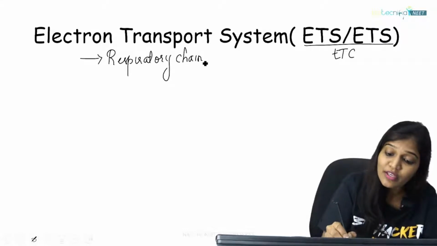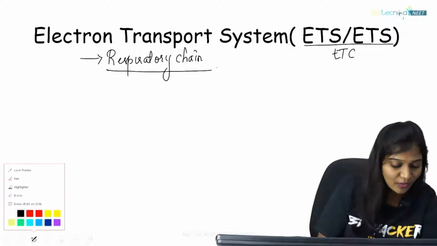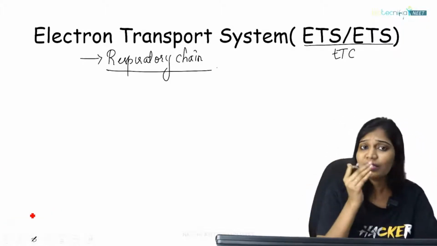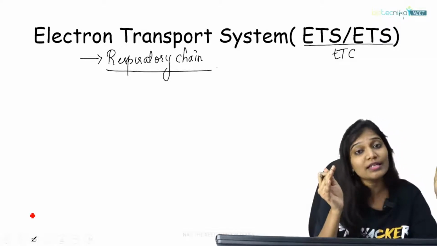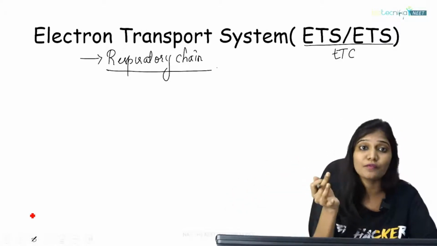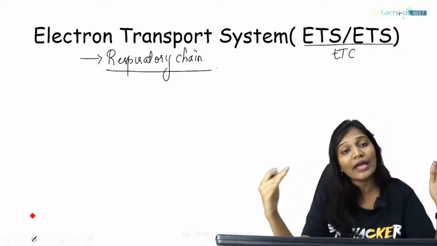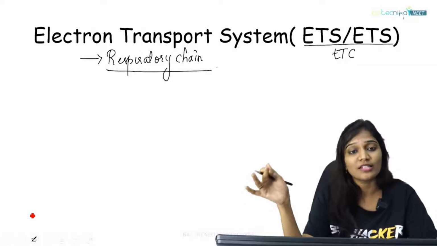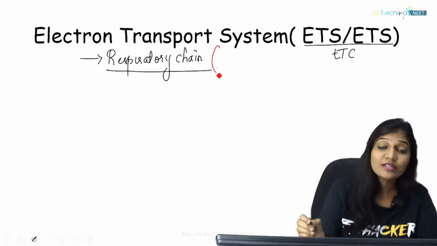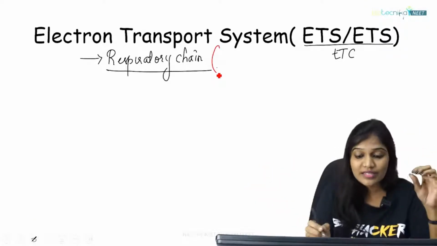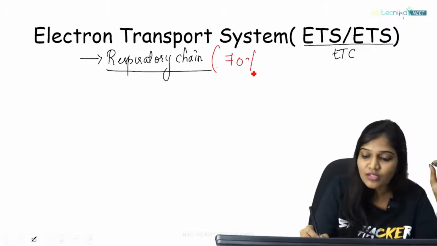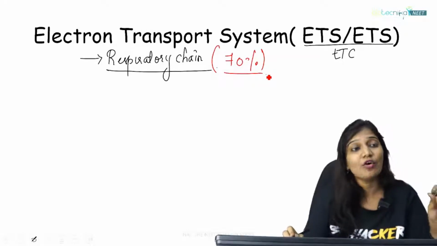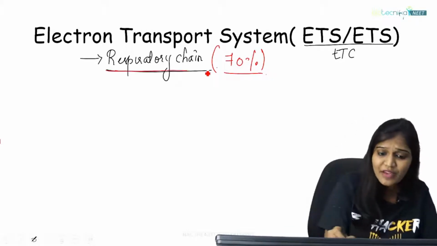I told you we are talking about only aerobic respiration, which means utilization of oxygen. Glycolysis can take place in the presence or absence of oxygen, so it is a common pathway for aerobic and anaerobic respiration. But mitochondria usually require oxygen. So where is the oxygen most predominantly used? 70% of the oxygen is used only in this respiratory chain, which we can call ETC or ETS. This is very important.